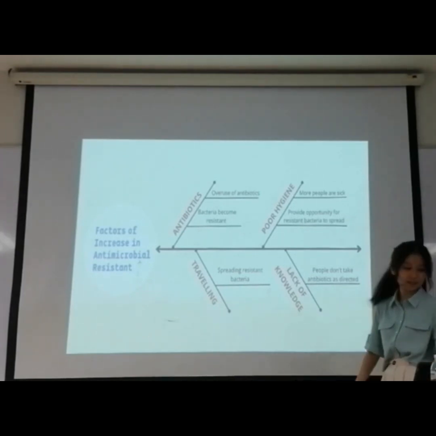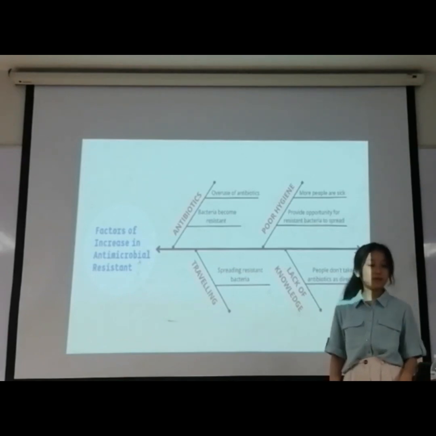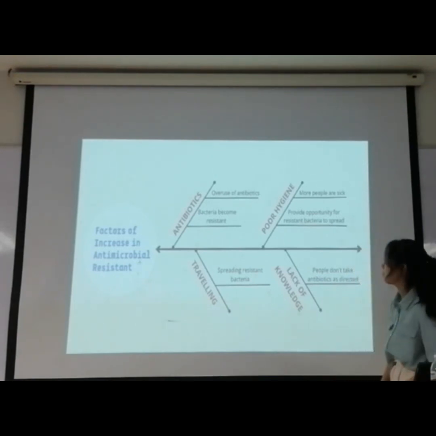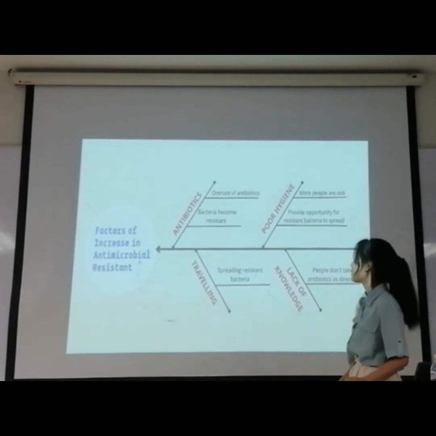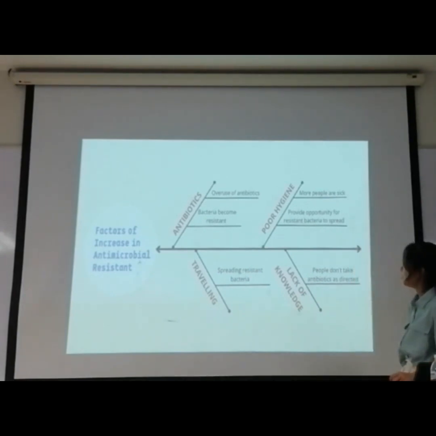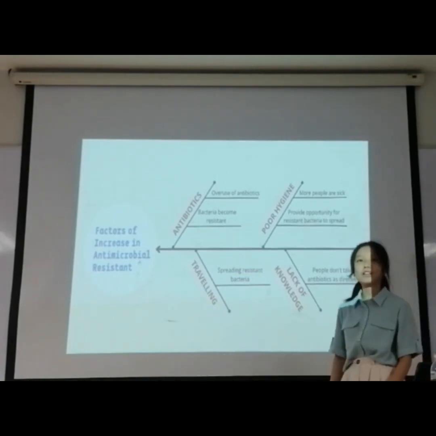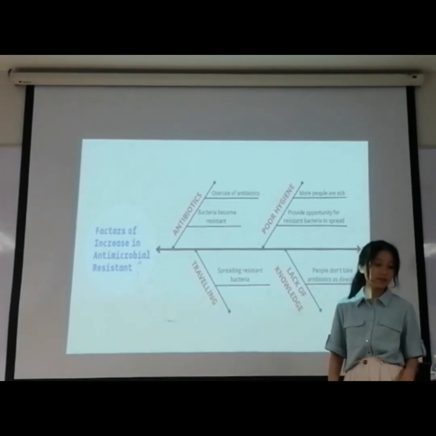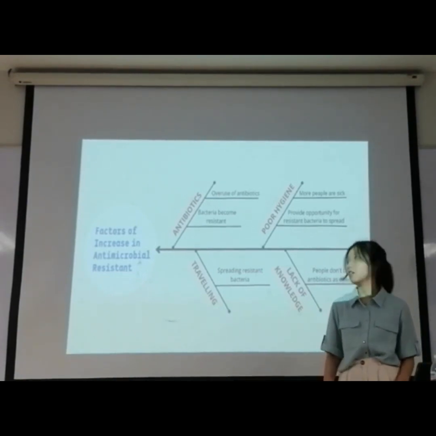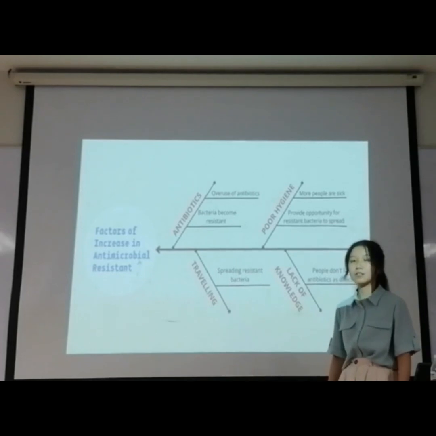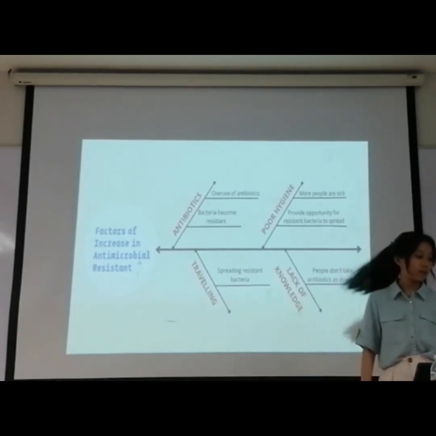The second one is traveling. As we know, different countries can have different types of resistant bacteria. Travelers can bring these resistant bacteria back to their own country, therefore spreading them. The third one is poor hygiene. This provides more opportunity for resistant bacteria and other germs to spread. Consequently, this makes more people sick and increases the need for antibiotics. Last but not least, we have the lack of knowledge. This is because people don't take antibiotics as directed. I will pass to the next presenter.